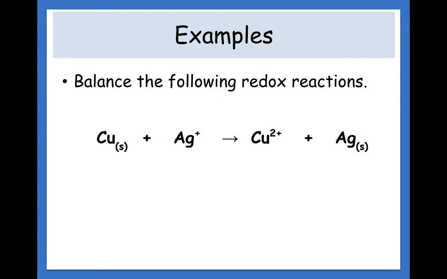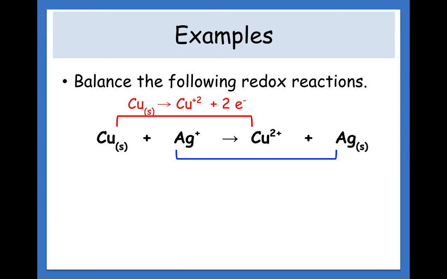Take a look at this one. This one is also balanced by mass, but not by charge. You will draw in your copper, and we know that that is copper. The charge is increased, so it is oxidation, which means the electrons are on the right side. And then you'll draw in your silver, and the charge has now decreased, so that charge has been reduced, so it is a reduction reaction.